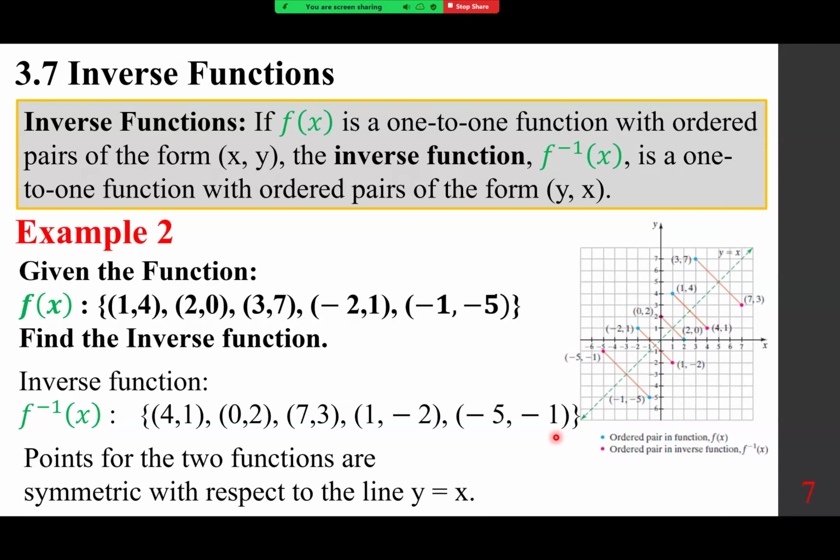What it means is that if you pick any point from one of them and you drop it perpendicular to the line y equals x, and if you continue the same distance, this distance and this distance are the same, you get a pair which belongs to its inverse. So in each case, the distance here and the distance here is the same. This distance and this distance is the same. That's the concept of symmetry.